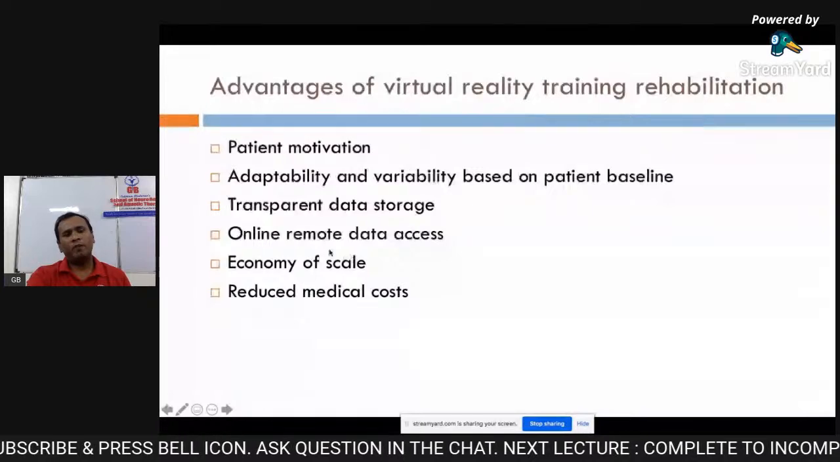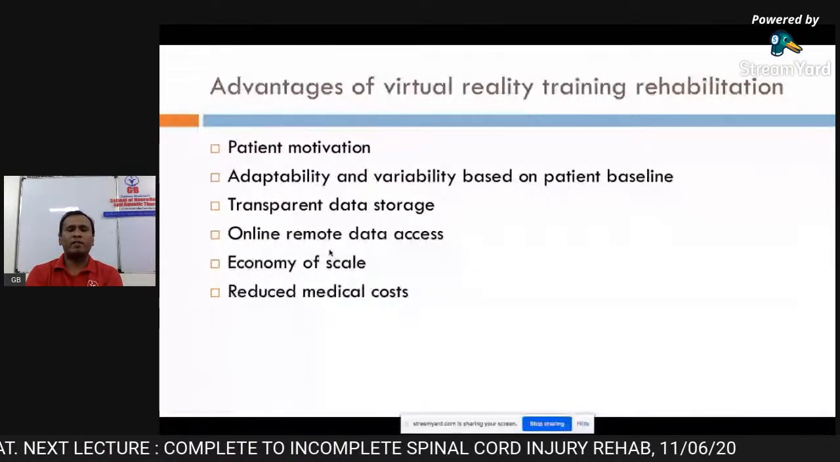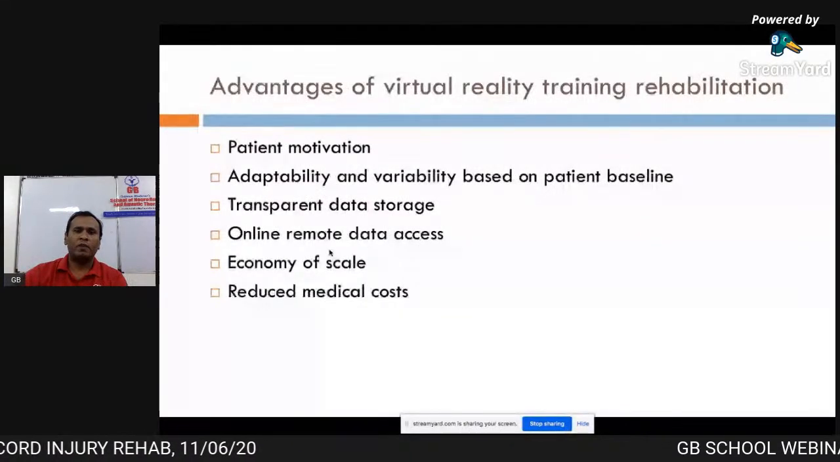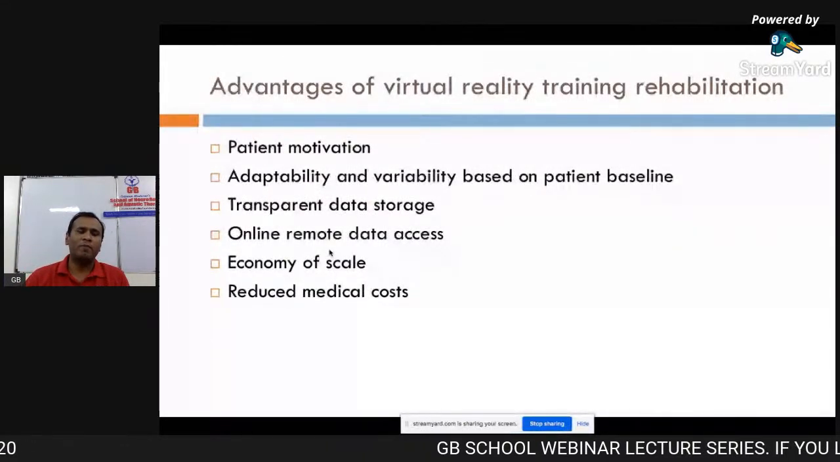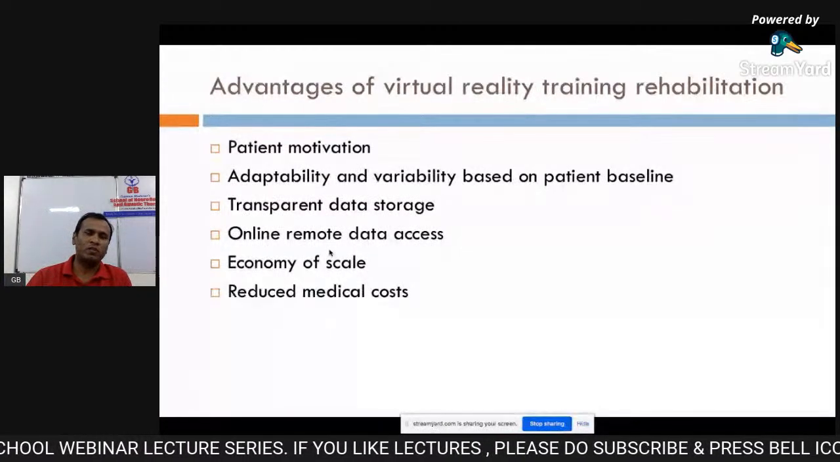And most of these games can be played online, so you can have online remote data access also, and you can send this data to their caregivers or the family members also, and they can also understand how the performance was in the previous session or in today's session.